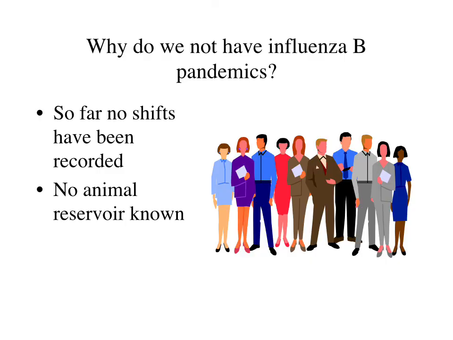So let's go back to this question. I talked about this a little bit when we discussed the different types of influenza. But remember, we only have pandemics caused by influenza A, not influenza B. And so far, no shifts have ever been reported amongst influenza B. And there's no known animal reservoir for influenza B. Influenza B viruses appear to be strictly human viruses. So what we have in terms of the evolution of new strains is through the process of antigenic drift, which is a slow process, as opposed to shift, which can cause very quick, major changes in a virus.